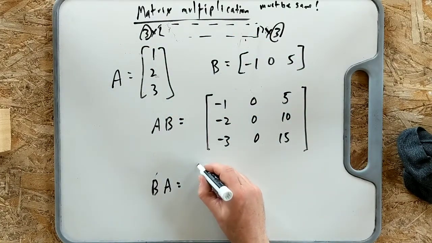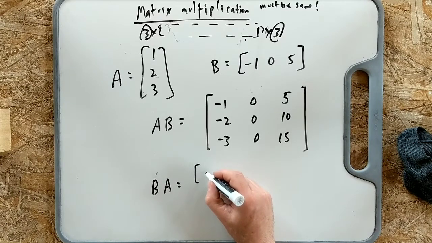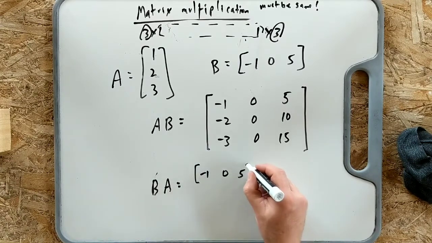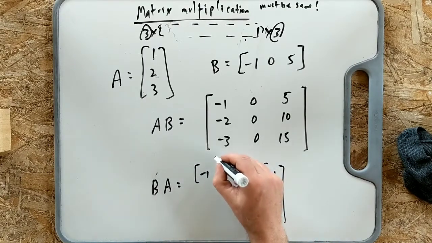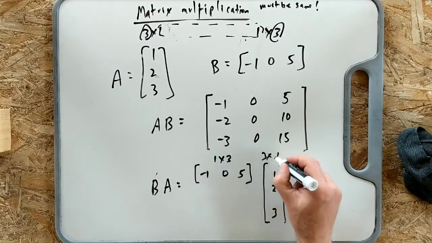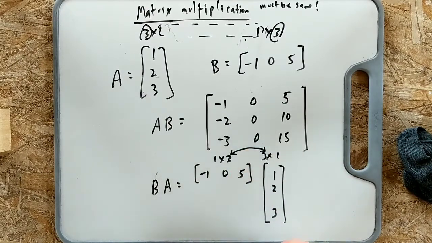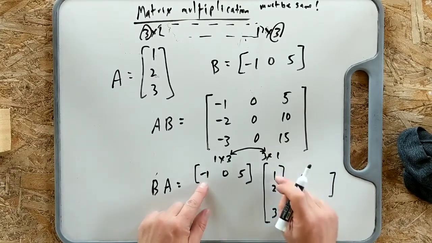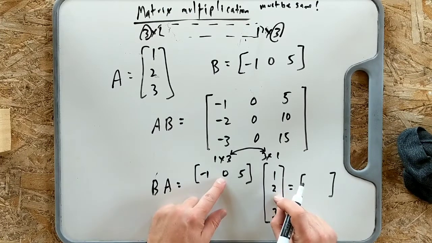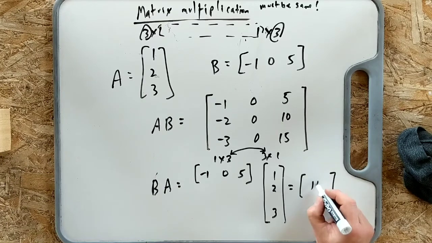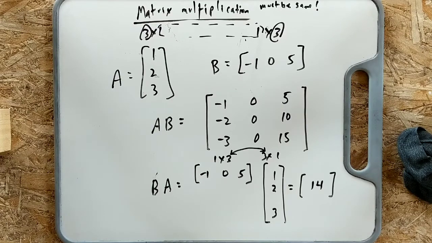Okay, B times A, I'm going to write it down just to see what happens here. But first of all, now you get a 1 by 3 matrix, and you're multiplying by a 3 by 1. This again says you can do it. The 3 is the same. The 1s on the outside tell you you're going to get just one number left, a 1 by 1 matrix. And you get that by doing row 1 times column 1, which is negative 1, plus 0 times 2, which is 0, plus 5 times 3, which is 15, so negative 1 plus 0 plus 15, which is 14. Just one number. Okay, that's basically it.